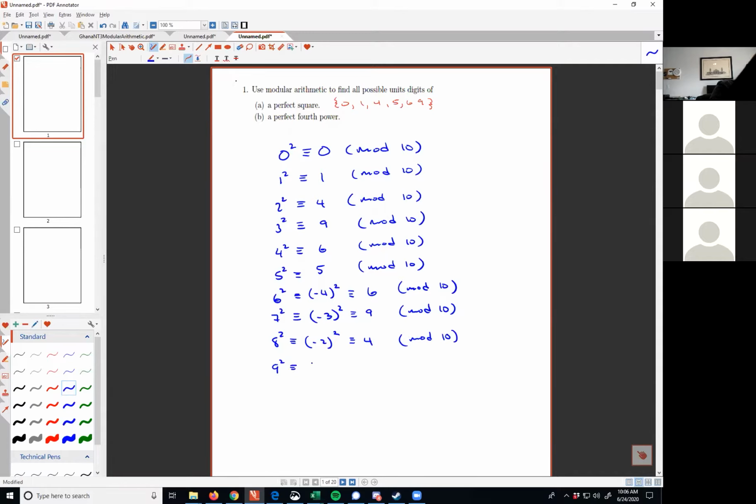Mr. Crawford, why are you writing negative integers? Couldn't you just put 4 squared there or 3 squared there? Well, negative 7 is congruent to -3, correct? Yes. So 7 squared is congruent to -3 squared. Yes. And that's the same thing as 3 squared, because a negative times a negative is a positive.